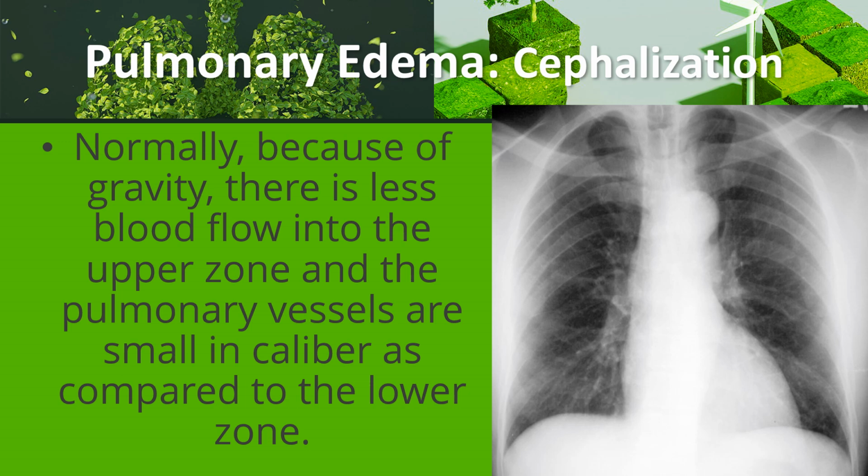So the first feature in cases of cardiogenic pulmonary edema is cephalization and or upper lobe diversion. Normally, because of gravity, there is less blood flow in the upper lobe, in the upper zones, and the pulmonary vessels are small in caliber as compared to the lower zone. So the pulmonary vessels here are gravity dependent and are larger in caliber in comparison to the upper zones.